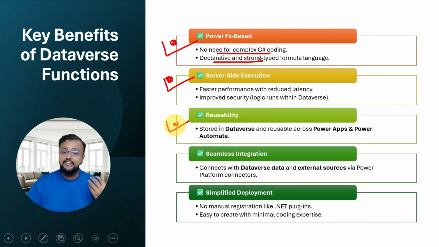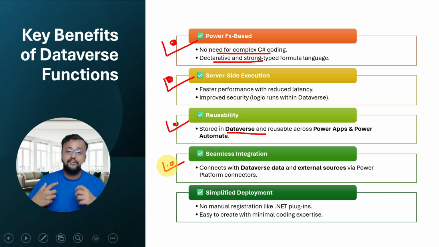Third is reusability. So if you create one Dataverse function, right, you can use that in your multiple applications, as well as in your Power Automate, or if you have created any canvas page inside your model driven application, you can use it over there as well. Okay, it comes with seamless integration which connects the Dataverse data and external sources via Power Platform connectors. So it's again a very +1 benefit over here.